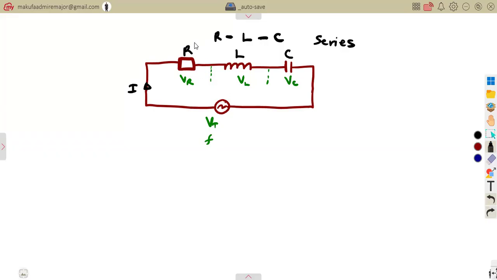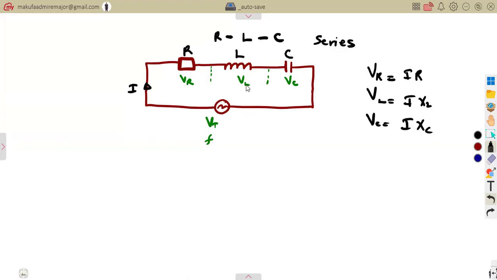The current that you are having at the resistor, inductor, and capacitor is the same. So the voltage across the resistor is simply the current times the resistance. The voltage across the inductor is simply the current times the reactance of that inductor. The voltage across the capacitor is the total current times the reactance of the capacitor.